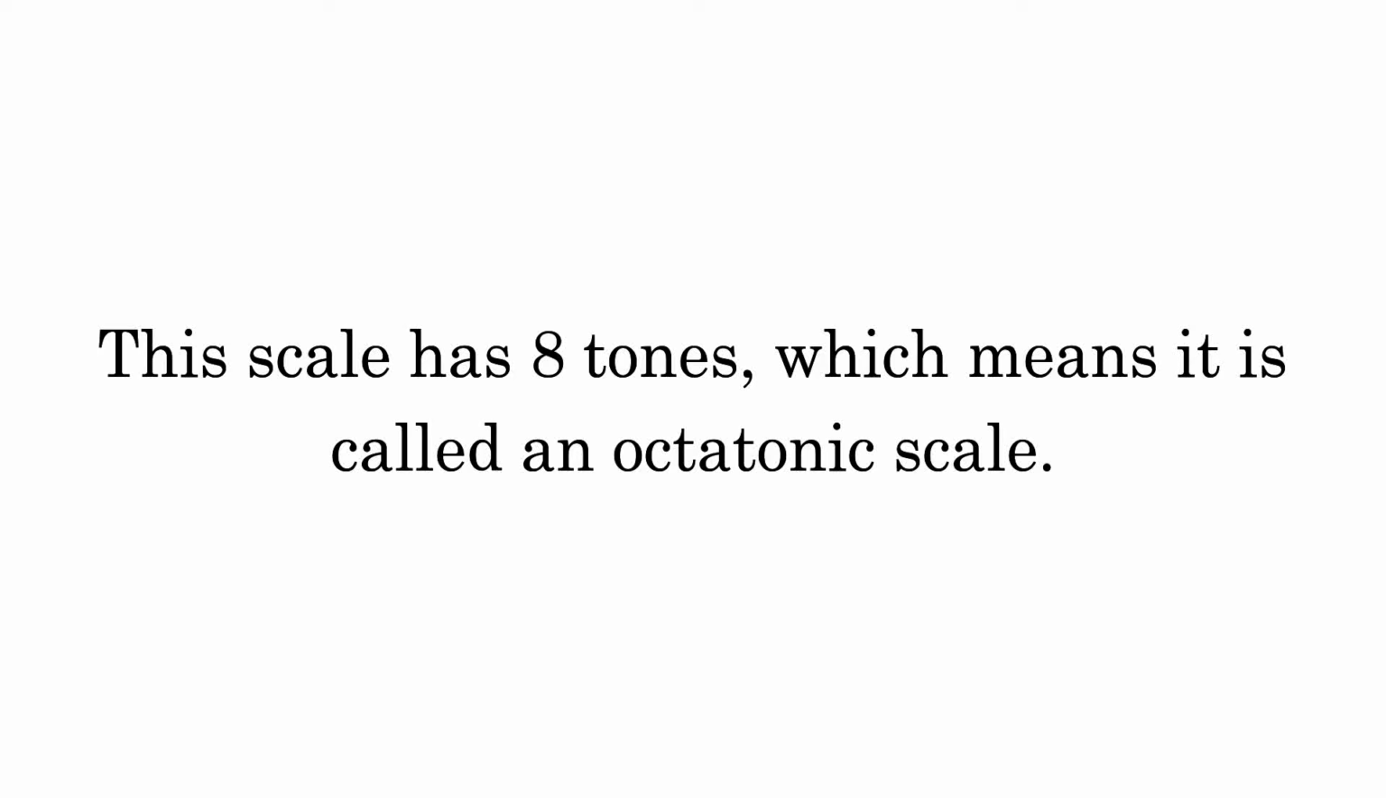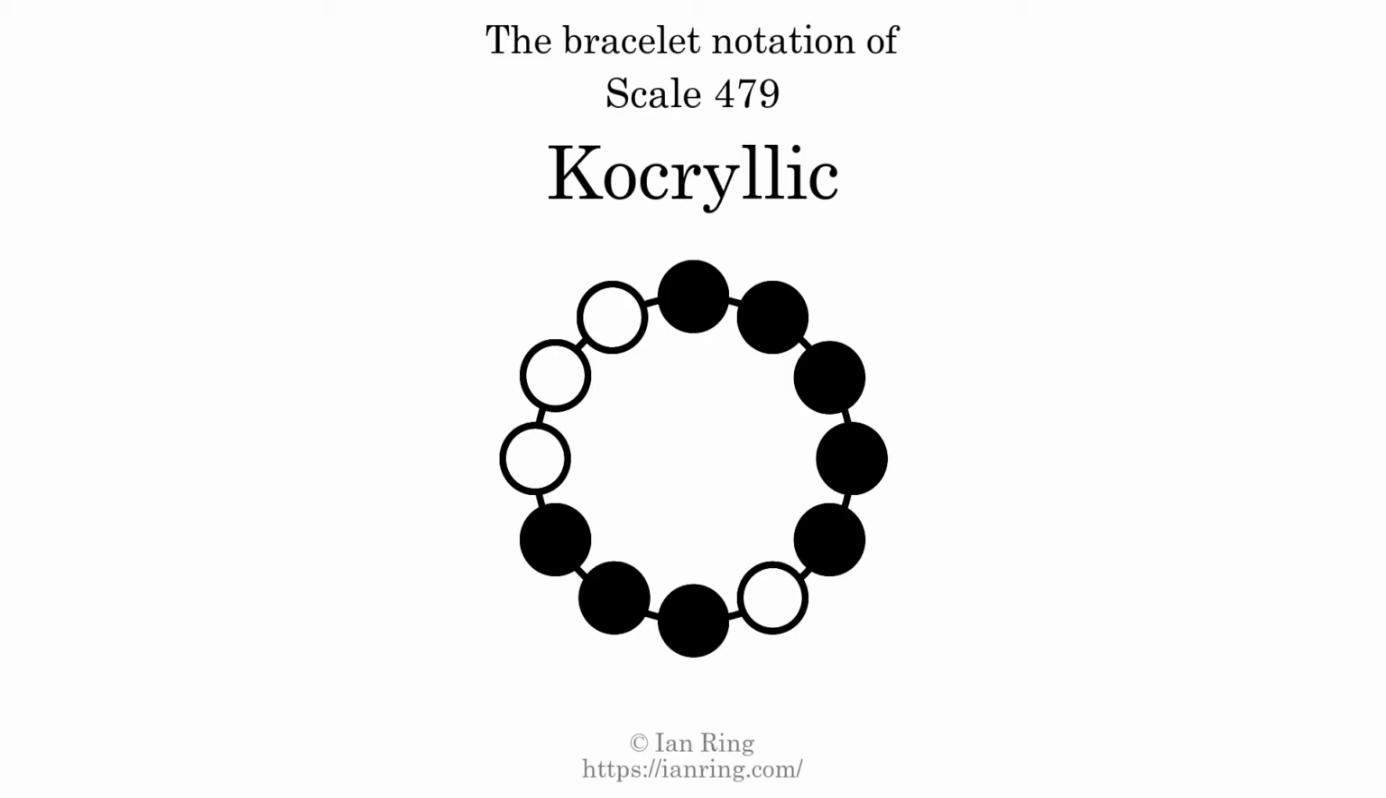This scale has 8 tones, which means it is called an octatonic scale. This is a bracelet notation diagram of scale 479. The shaded circles represent tones that appear in the scale, and they are read clockwise, starting at the top.